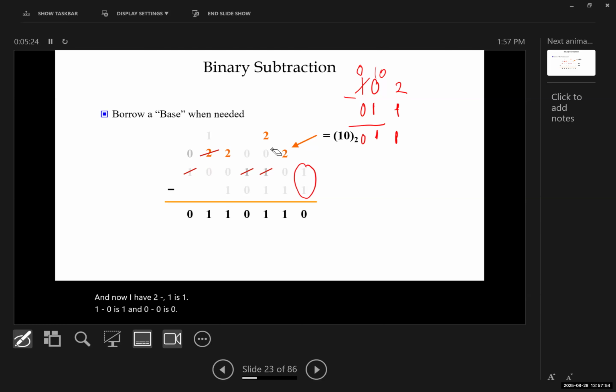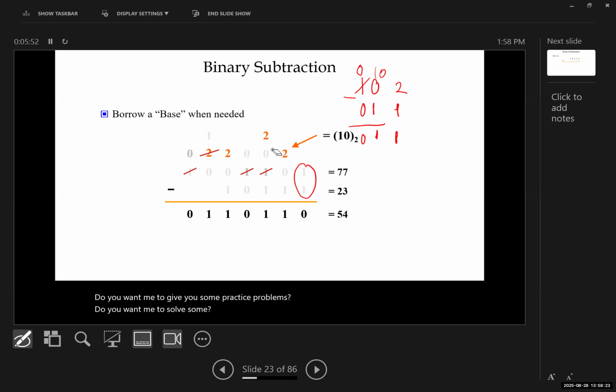Now, if I convert these to decimal, it's going to be 77 minus 23 gives us 54, which if you solve the result and you convert that to decimal, you're going to get 54. Is it clear? Do you want me to give you some practice problems? Do you want me to solve some?